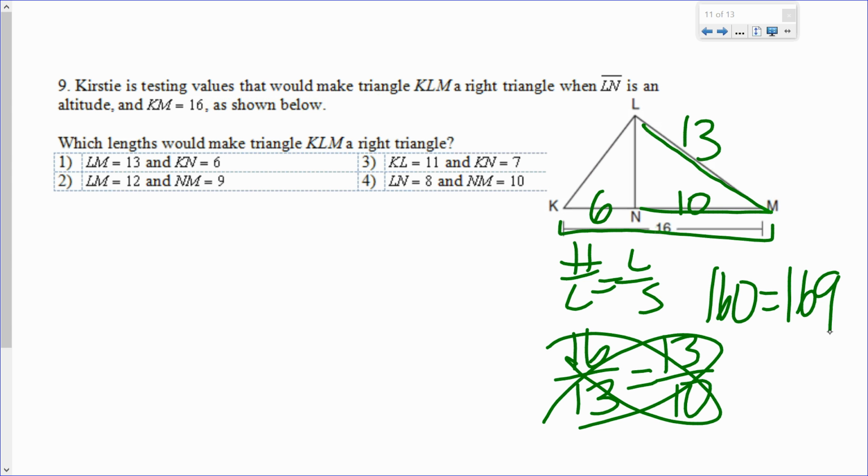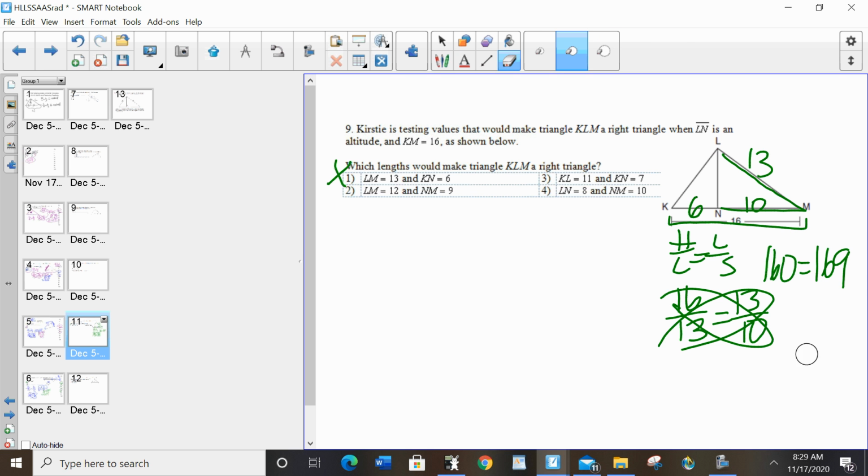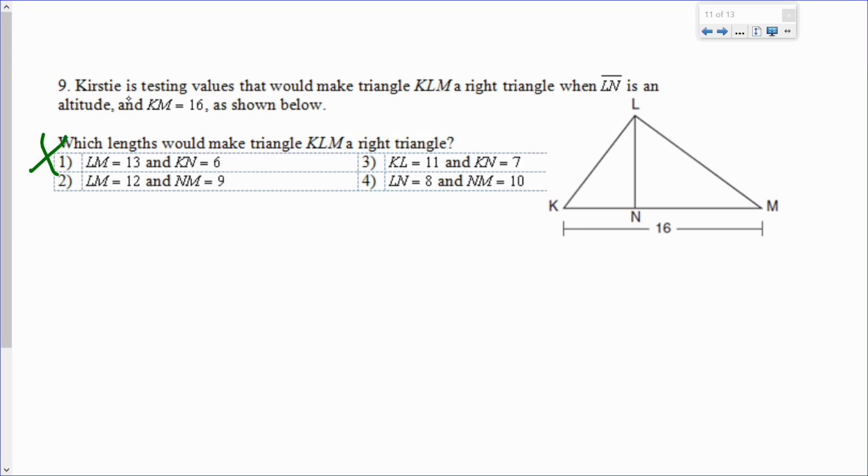Does that proportion hold true? No. Therefore, choice 1 can't be the lengths of those segments. So now I erase and I take a look at choice 2.